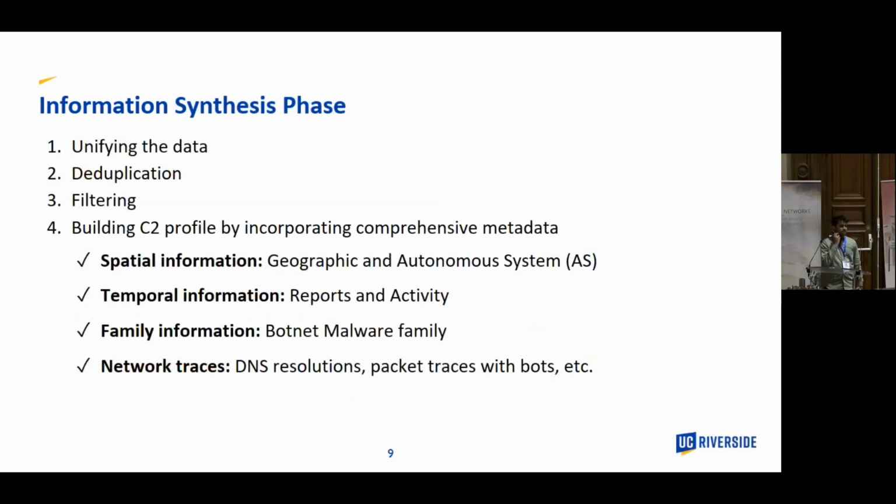Once we collect this C2 information from all of these sources, we collected them in a single place, and then performed deduplication, filtering, and started building a complete profile. By incorporating comprehensive metadata, we added spatial information such as geographic location and the autonomous system that hosted that C2 server, and temporal information such as when it was reported, when it was active, when it was not active, and the family information and network traces.